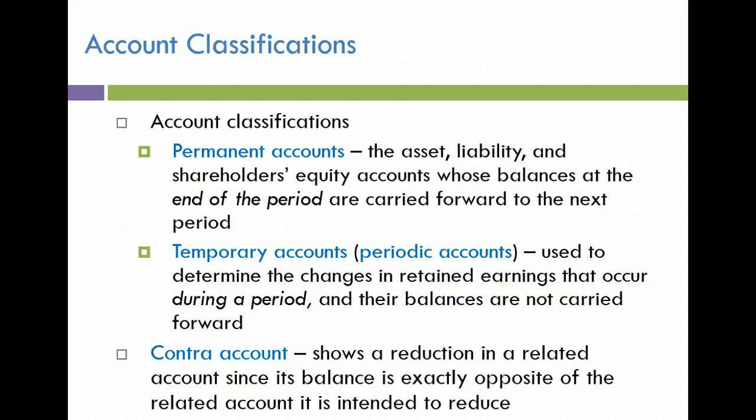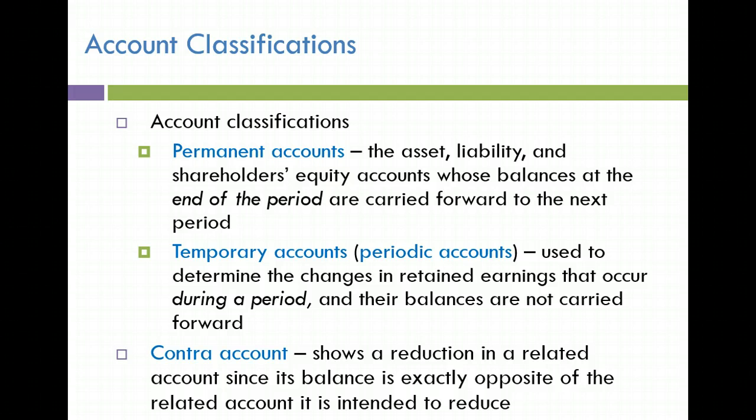Then we have something called a contra account. The contra accounts are basically a way in which we keep track of, such as accumulated depreciation that we've taken on certain assets. These contra accounts basically help us really know what the adjusted basis is in an asset.